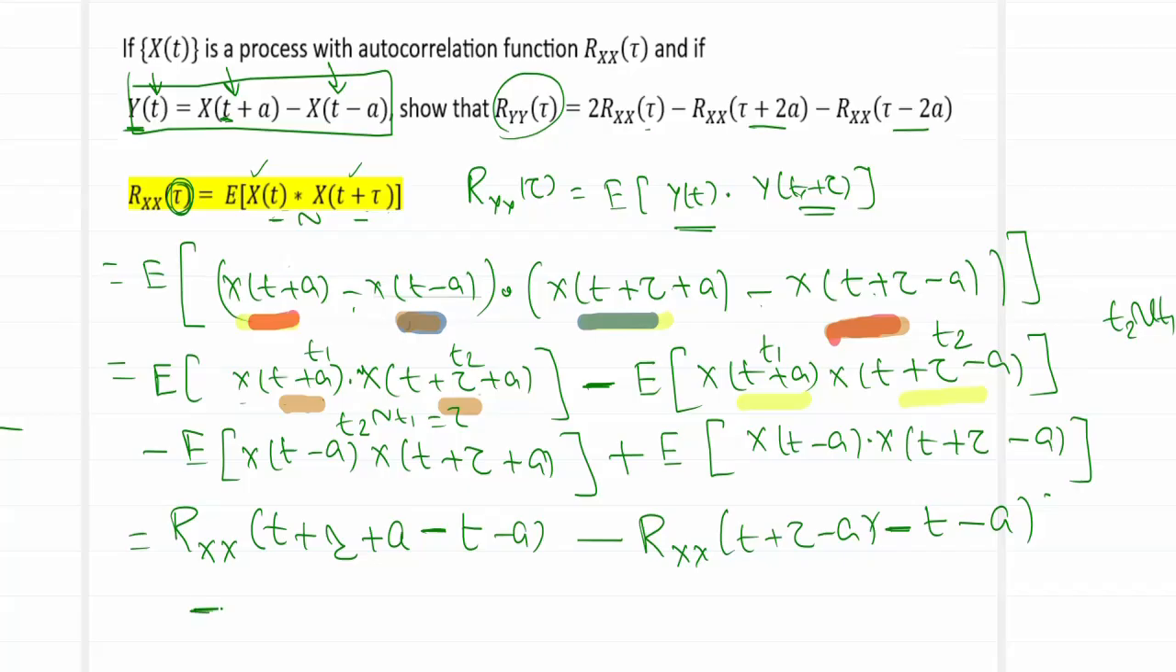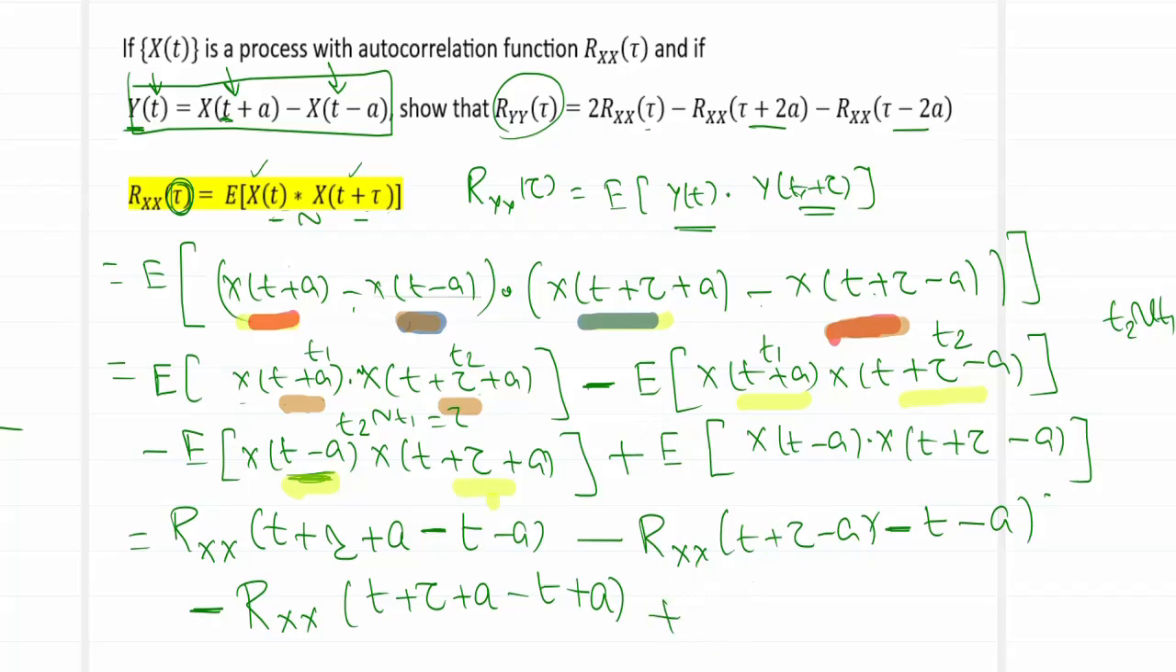Now moving on to the third term. This is going to be your T1 and this is going to be your T2. So this is again Rxx of T plus tau plus A minus T, but you have a minus sign here. So minus of minus makes it as plus. So the next term is plus.